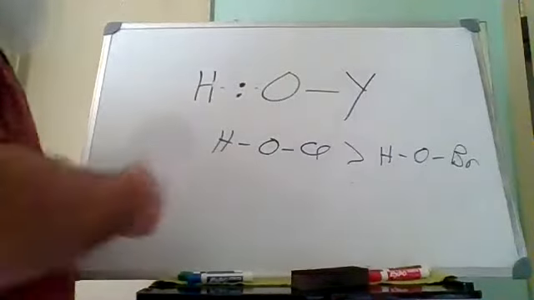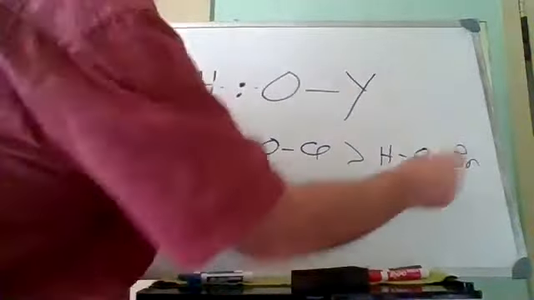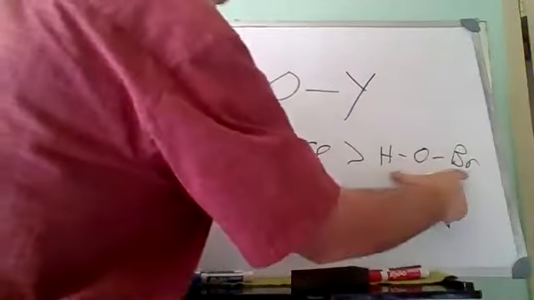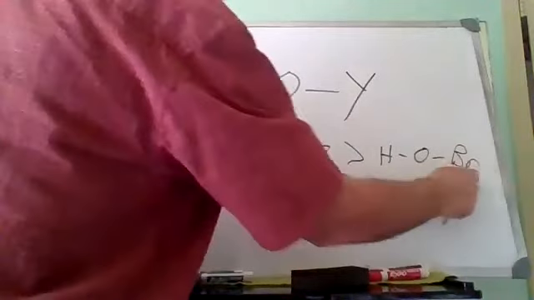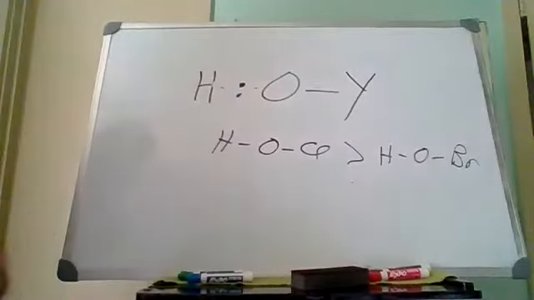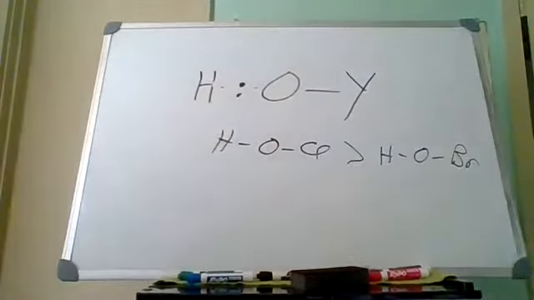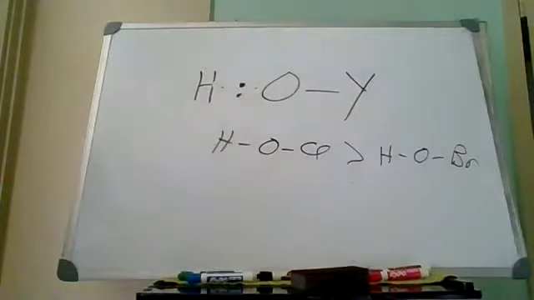If we had... we could add HOI here, and that would be even weaker than this, because again, iodine is less electronegative than bromine is. Okay, any questions there? Any questions? All right.